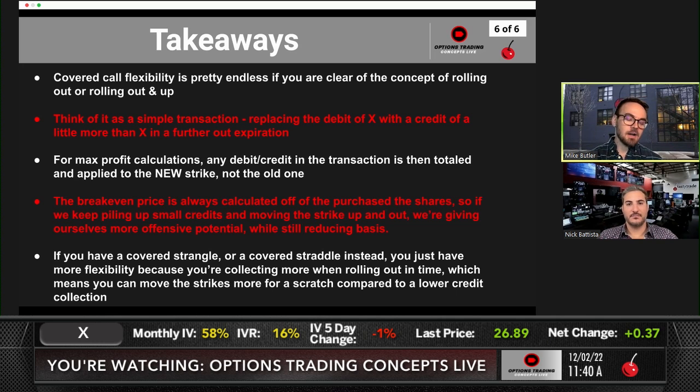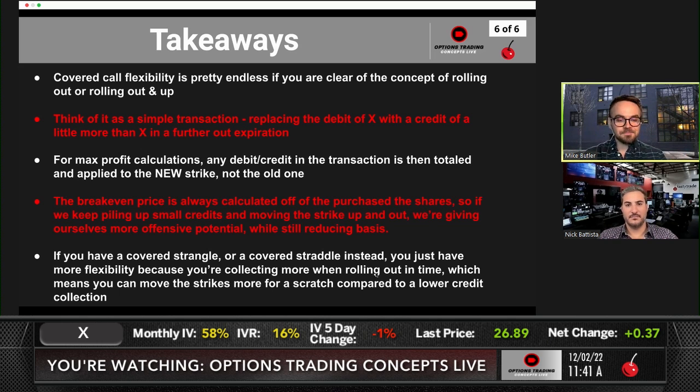So think about it as like buying a house. When you buy a house, if you are paying down your mortgage and building equity, you are reducing your cost basis on that home. And if you assume that that home's going to appreciate over time, it's a very similar idea as what we're talking about here, where you're reducing your basis to the downside as long as you're collecting credits in these positions, and you're giving yourself more offensive profitability to the upside if you're moving your strike out and up, or even if you're just moving your strike out in time, because you can utilize that credit as profitability.